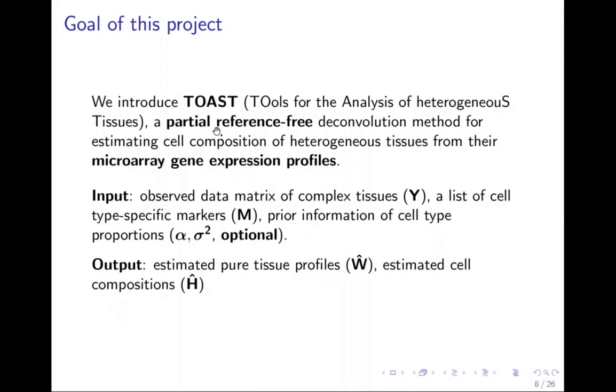We hope our method will be a partial reference-free deconvolution, which can estimate the cell compositions. The input will be the data matrix of gene expression, a list of cell type specific markers, and the prior knowledge of the cell proportions. But we want the prior information of the cell proportions to be optional. And then we'll be able to estimate the cell composition and the pure tissue profile.